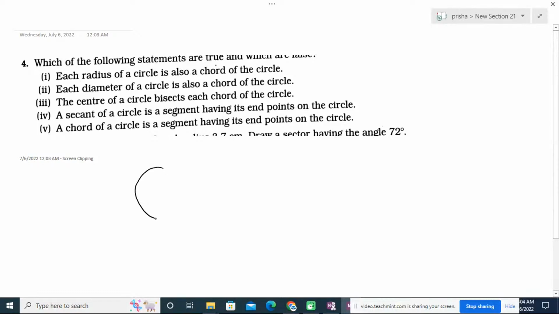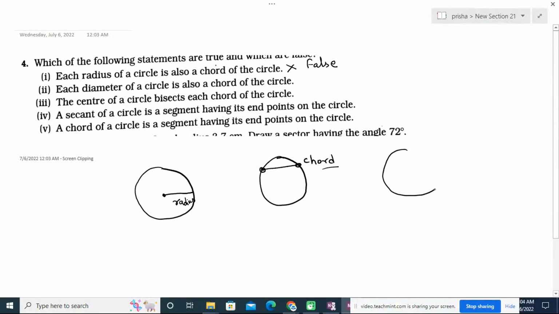Now when we draw the radius of a circle, this is only this portion. We are not connecting the two points on the circle. When we draw the chord, we have to connect the 2 points on the circle. So this statement is false. That is wrong. False.